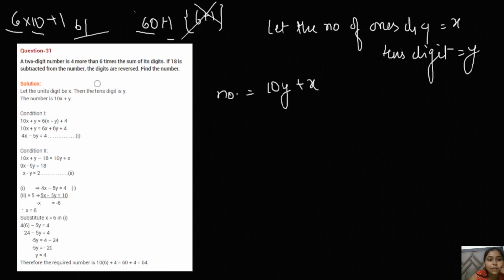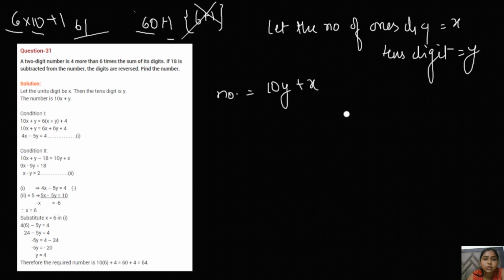So it is given that a two-digit number is 4 more than 6 times the sum of its digits. So this is our first number. Basically here they have taken the number as 10x plus y, but I have taken 10y plus x. Let's just do it this way. You can just do it like this also. Okay, so basically 10y plus x is our number, right?